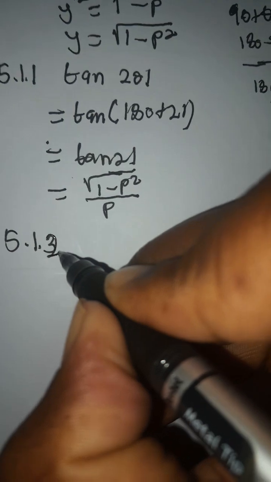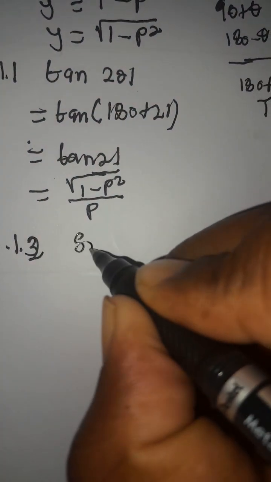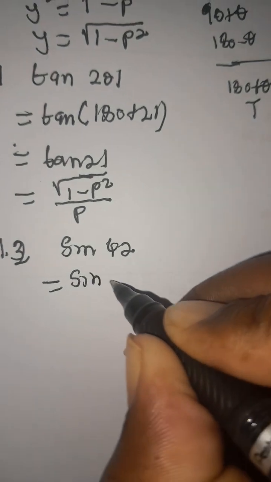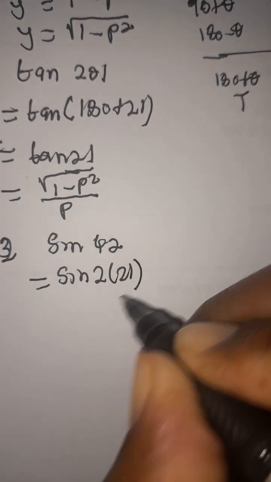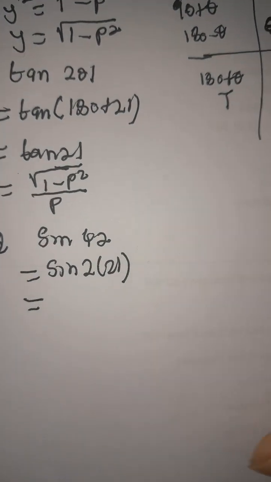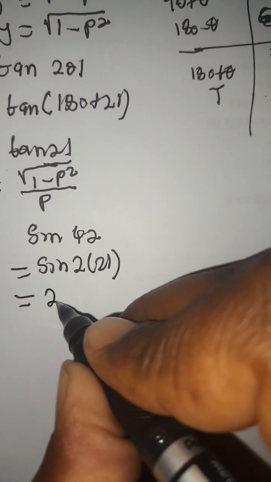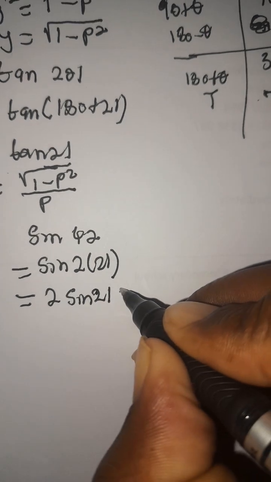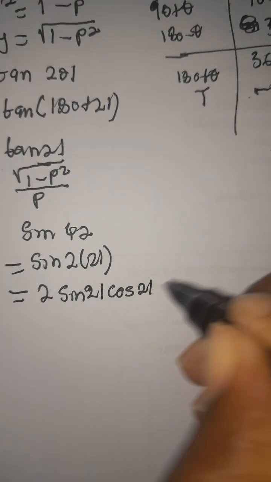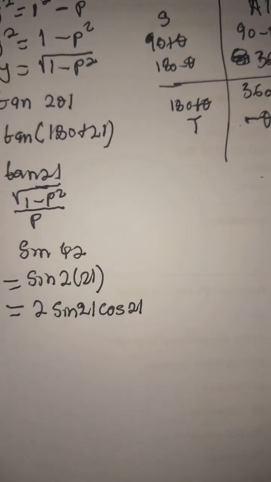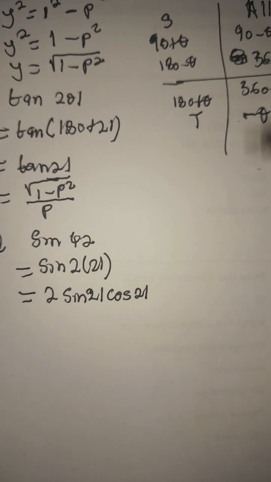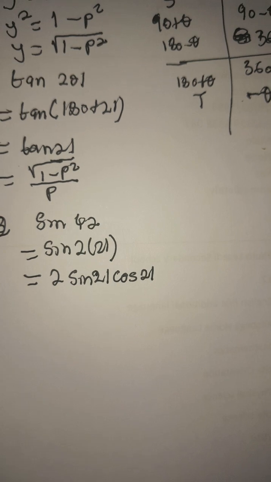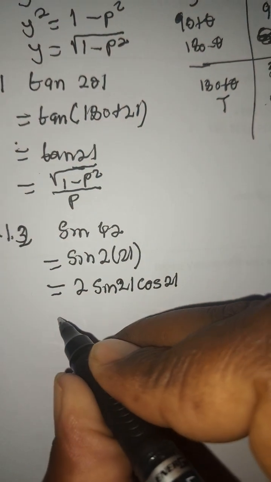So that's 5.1.2. We are going to have sin 42, which is a double angle. This will be sin of 2 times 21. Then the double angle of sine will be 2 sin 21 cos 21. You will use the information sheet they give you where you are going to use a double angle. Remember, the double angle for sin 2 theta is 2 sin theta cos theta. So that's what we did there.